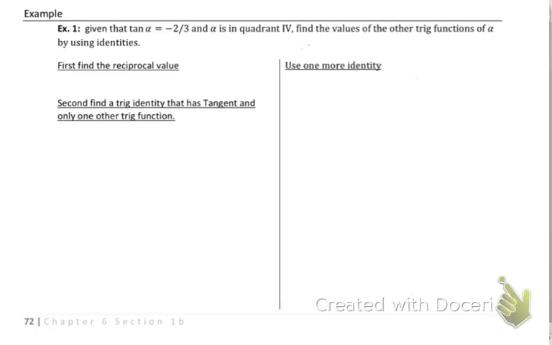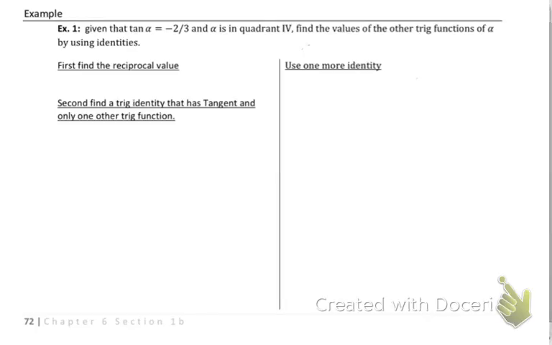On that one, I gave you sine and you had to come up with cosine. The ones we're going to do in this one are like this: they give me a tangent value, and they ask for all of the other trig functions. So we need to find the other 5. That's sine, cosecant, cosine, secant, and cotangent. They say given that tan alpha equals negative 2/3 and alpha is in quadrant 4.